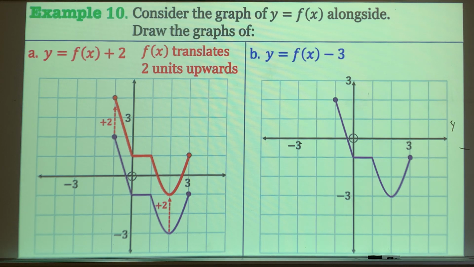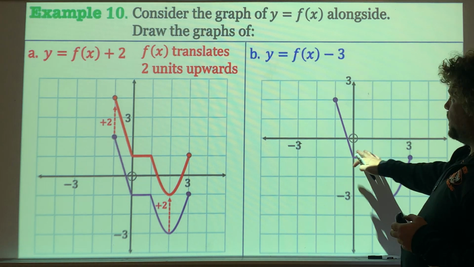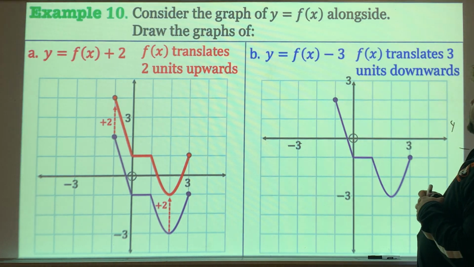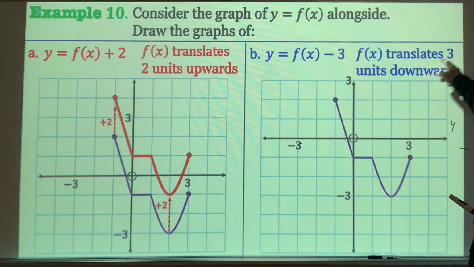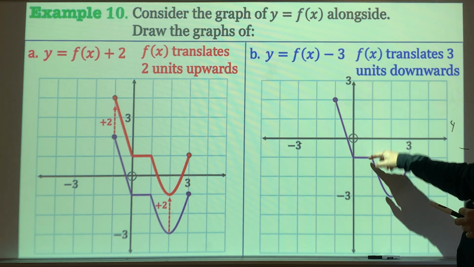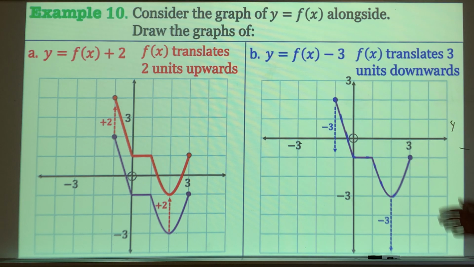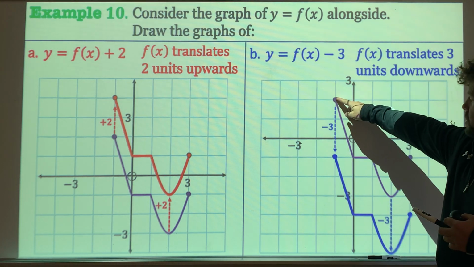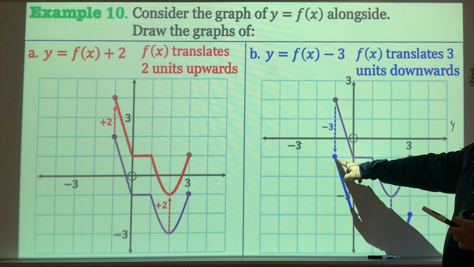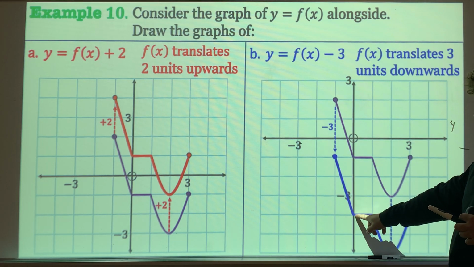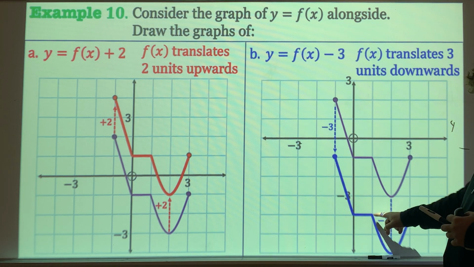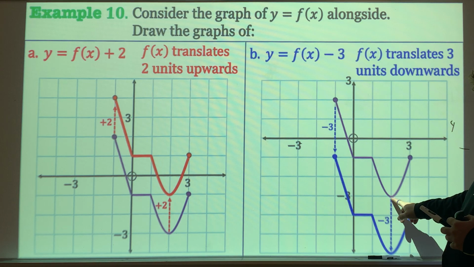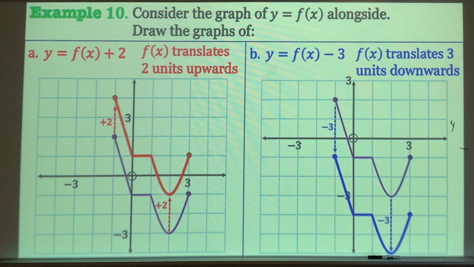All right, in this problem right here, you should be moving all your things down 3. 3 units downward. So I'm going to take each one of these points and slide it down 3. It goes from 2 to negative 1. It goes from negative 1 to negative 4. Negative 1 to negative 4. Negative 3 to negative 6. And that's my answer. Notice the figure remains the same. All you're doing is sliding it downwards.